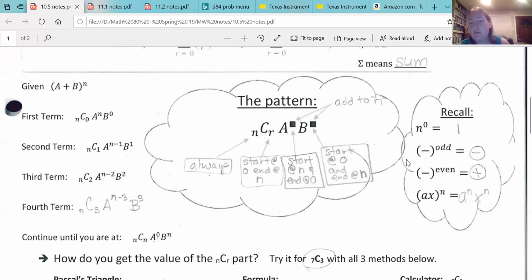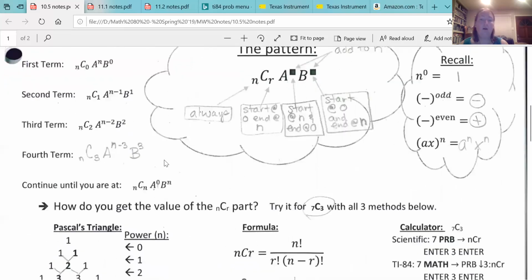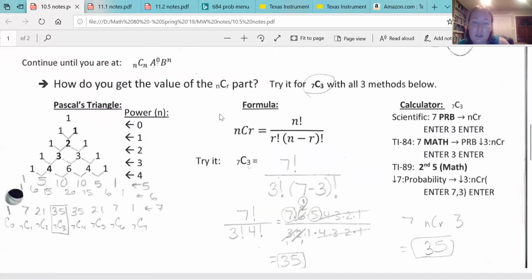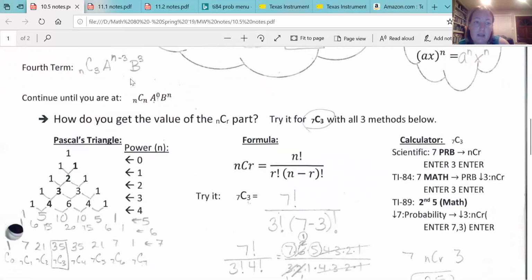A couple things that come into play with this lesson as well: anything to the 0 power is 1, a negative to an odd power is negative, a negative to an even power is positive, and don't forget, if you have multiple factors, your exponent becomes the exponent for each factor if it's the whole thing to the nth power. So just wanting to talk about how do you find that nCr part.